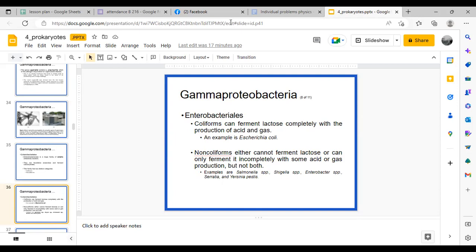Under coliform, alam natin na kung madumi yung tubig, maraming coliforms, kaya sinasabi na coliform bacteria. This can ferment lactose with the production of acid and gas. Example nito ay E. coli. You also have non-coliform. Either they cannot ferment lactose or can only ferment it incompletely, with some acid or gas production, but not both. Among them you have Salmonella.